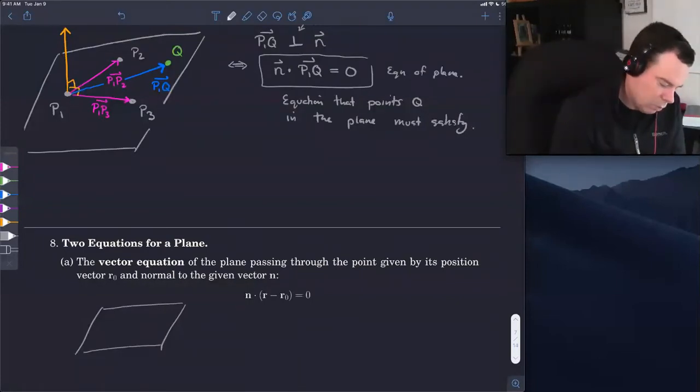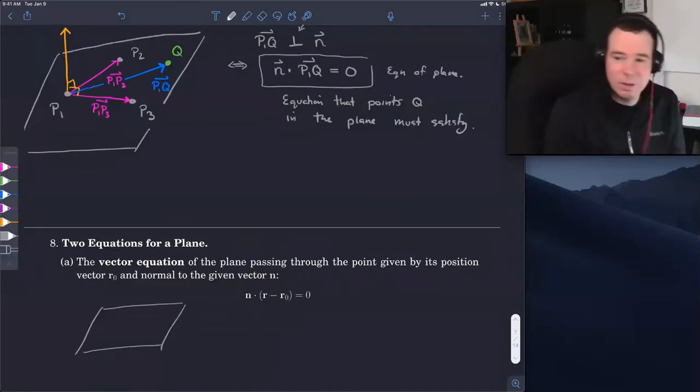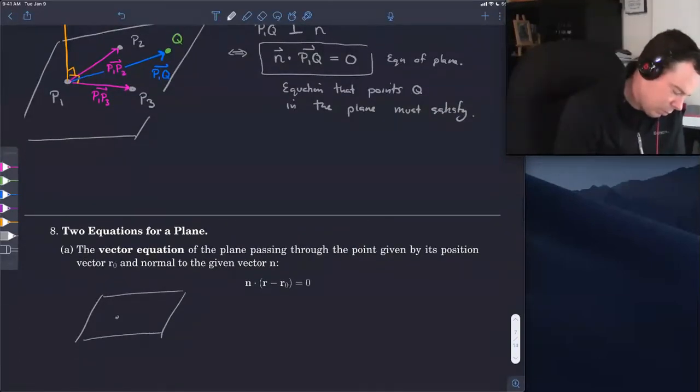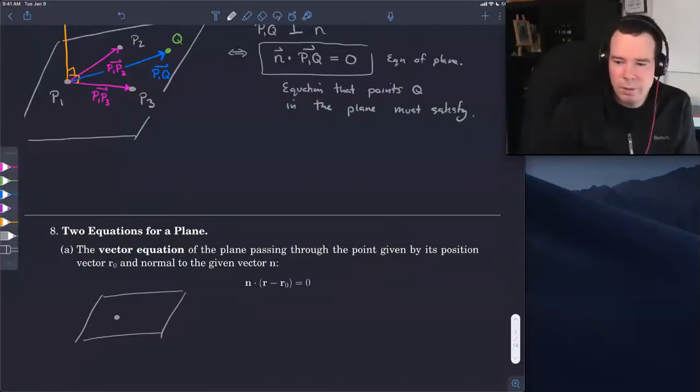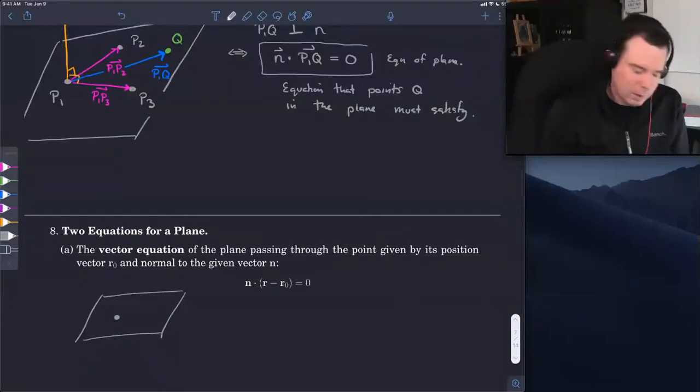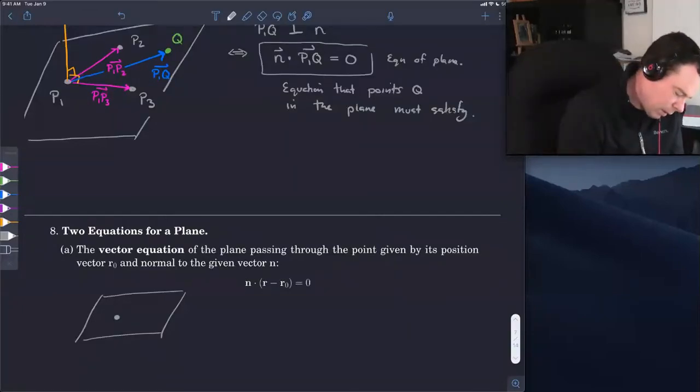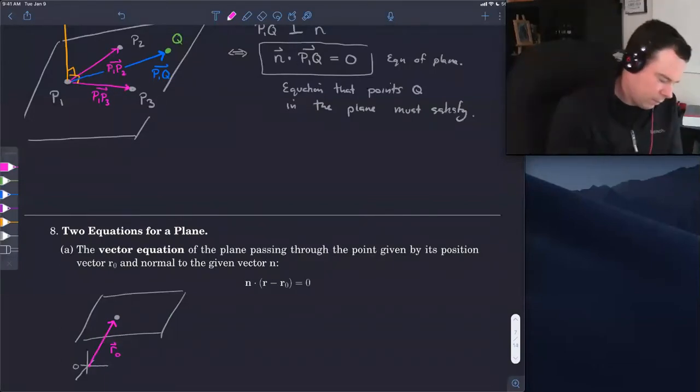So we want to find the vector equation of the plane passing through the point given by its position vector r0. That's a bit of a mouthful, but all that says is we've got a point on the plane. Because we want to work with vectors and not points themselves, the way I work with a point is by its position vector. So I imagine there's an origin somewhere, and I use the position vector of that point on the plane. So that's our r0 vector.